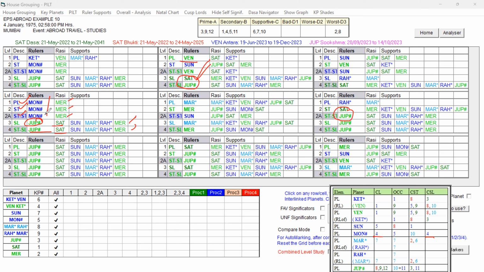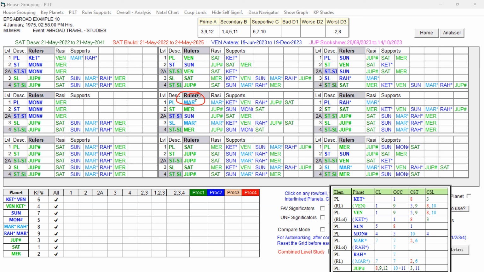That planet, Moon, is not the ruler of the Bhukti lord, but it is the purpose of travel, the fourth lord. It is favoring. So during Venus, Moon, he traveled abroad for his PhD. He completed his PhD after Venus, in Mars Bhukti.